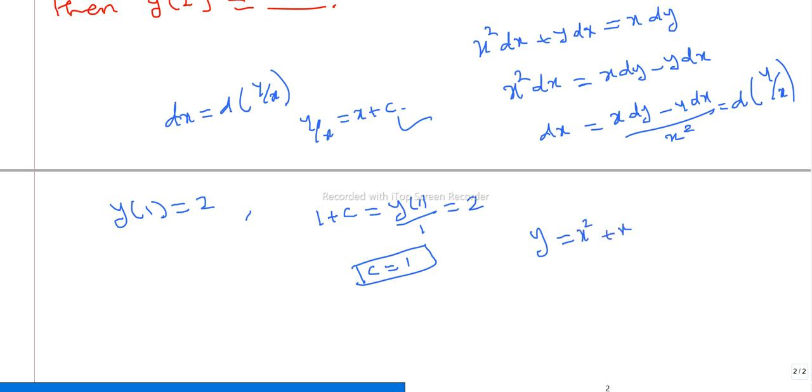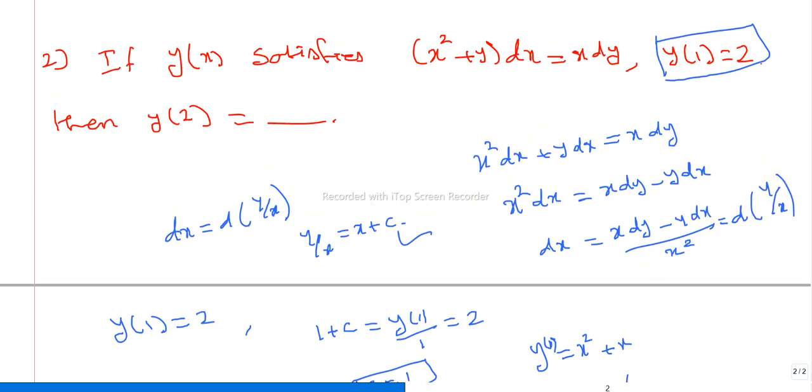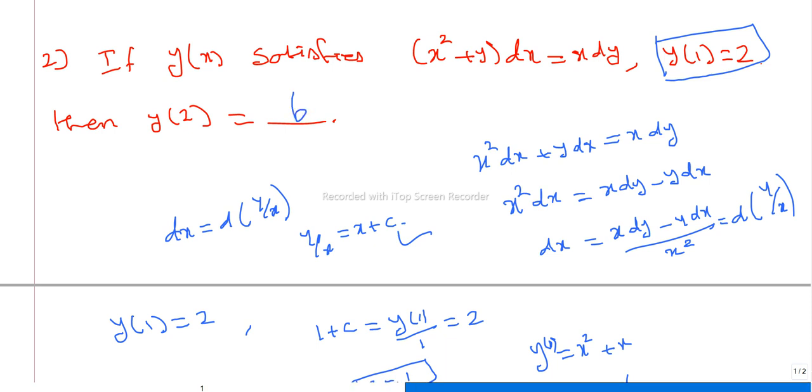This is actually y of x I am writing. So therefore what is y of 2? 2 square is 4 plus 2, that is 6. So y of 2 value is 6. So using this initial condition, we have to find the constant specifically.